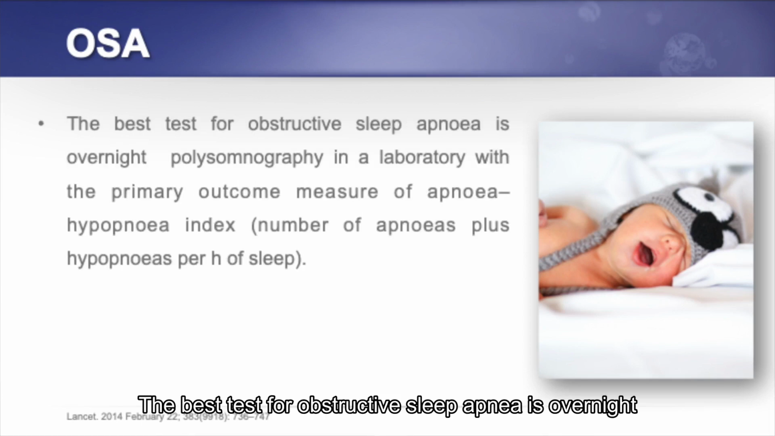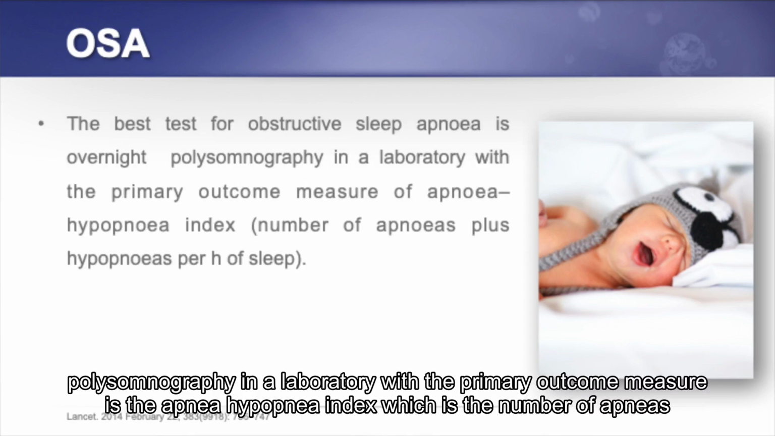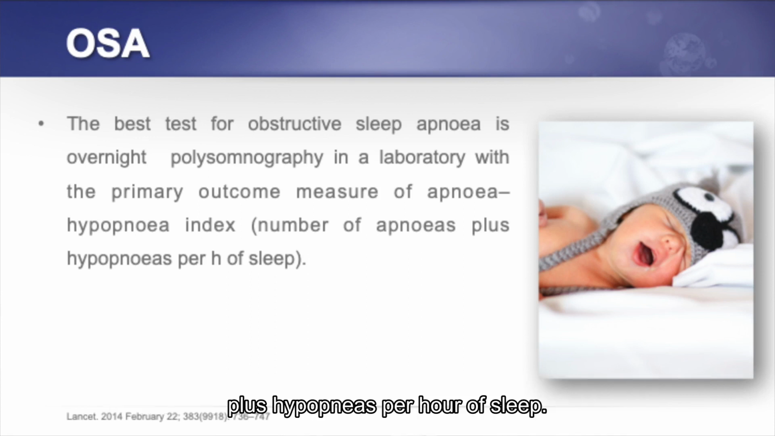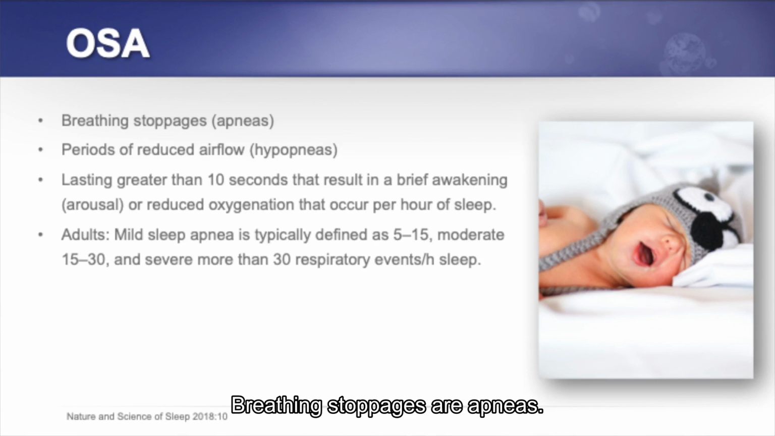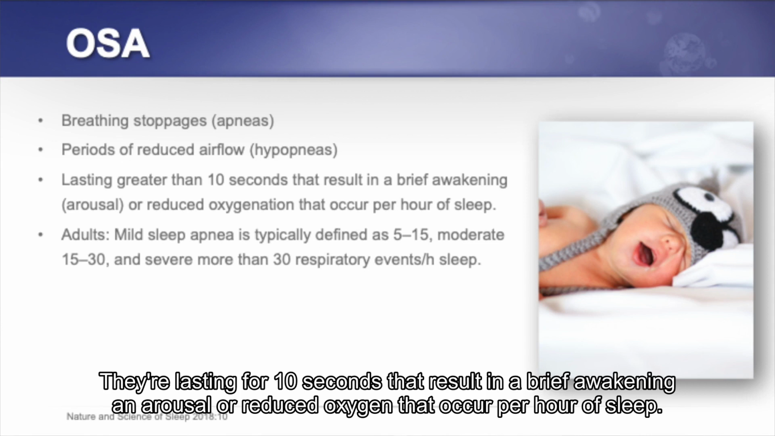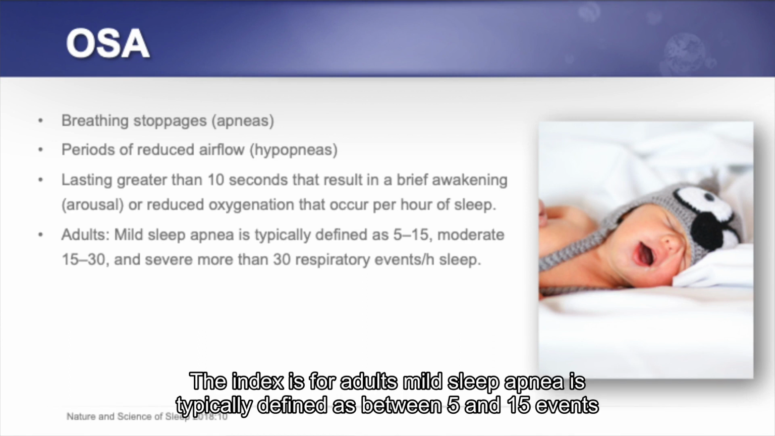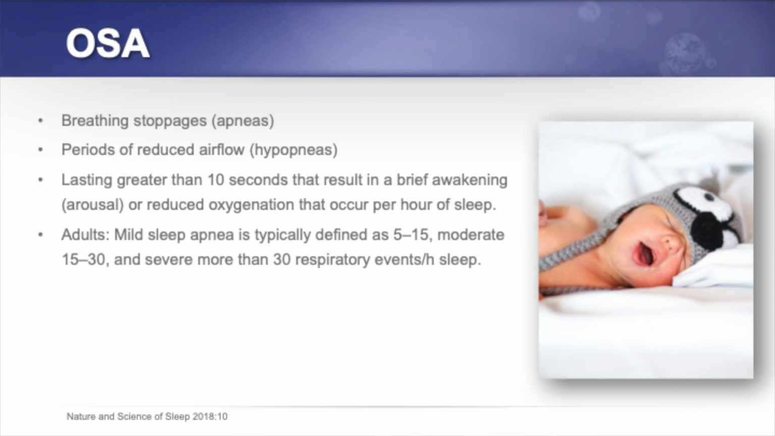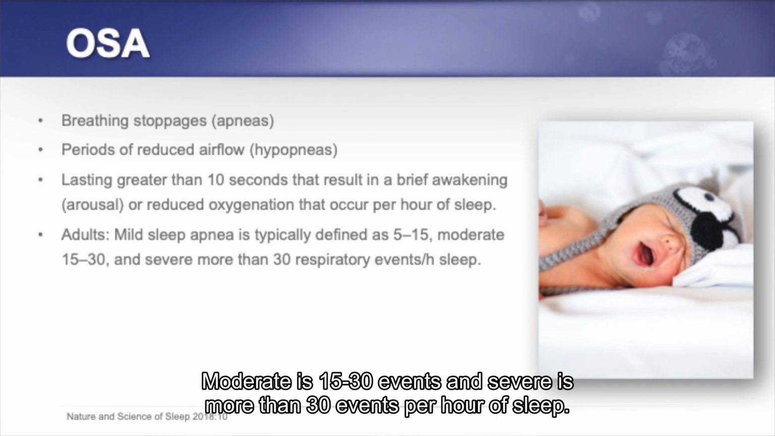The best test for obstructive sleep apnea is overnight polysomnography in a laboratory, with the primary outcome measure being the apnea-hypopnea index, which is the number of apneas plus hypopneas per hour of sleep. Breathing stoppages are apneas. Periods of reduced airflow are hypopneas. They last for 10 seconds and result in a brief awakening and arousal or reduced oxygen. For adults, mild sleep apnea is typically defined as between 5 and 15 events, moderate is 15 to 30 events, and severe is more than 30 events per hour of sleep.